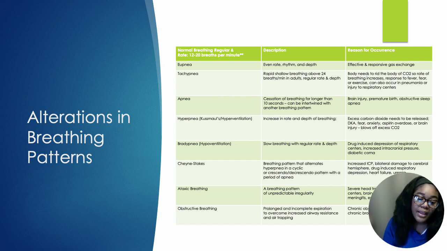Next, we have bradypnea, and this is a rate that's less than 12, definitely less than 10. We have severe cases of that, and that's where we'll classify this as hypoventilation. And this is slow breathing with regular rate and rhythm and depth. So this can be induced by drugs due to the depression of the respiratory center. It could be caused by an increased intracranial pressure or a diabetic coma.